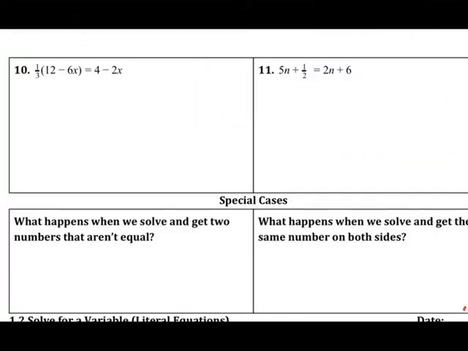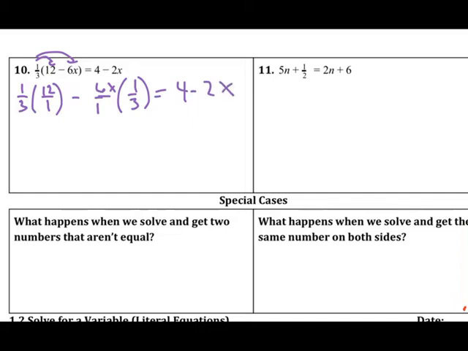Okay, we're at the end. We're going to distribute here on number 10. Remember, when you distribute fractions, you're just going to change your constant, or your number that's not a fraction, and just rewrite it as a fraction. Then you're just multiplying across the top and across the bottom. Well, this is 12 over 3, and that's 4. This is 6x over 3, and that's 2x. And we didn't change anything on the right.